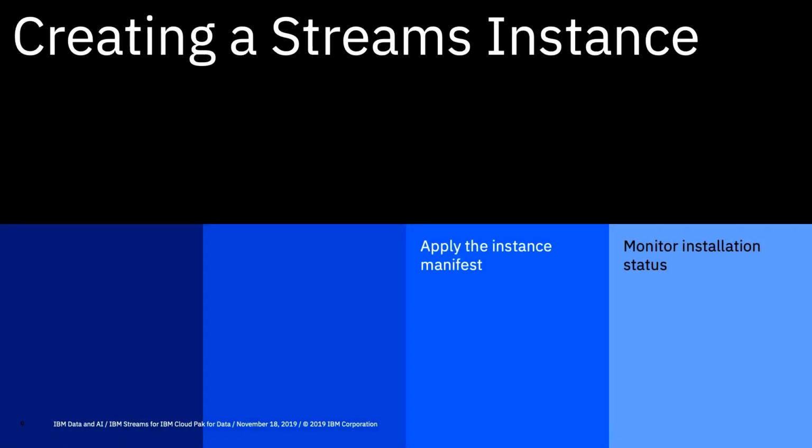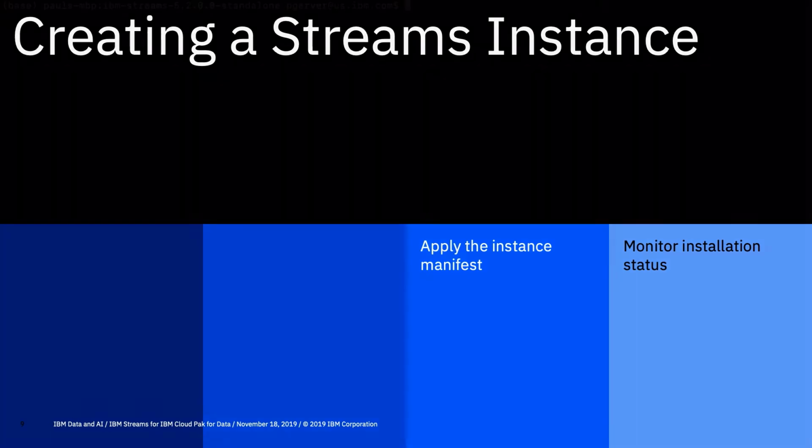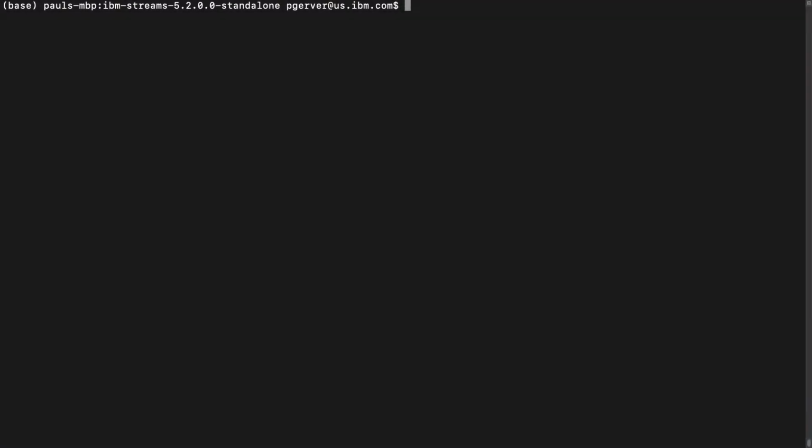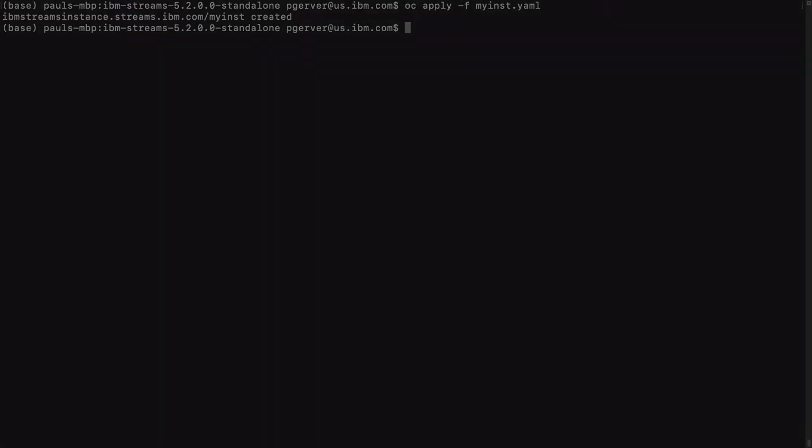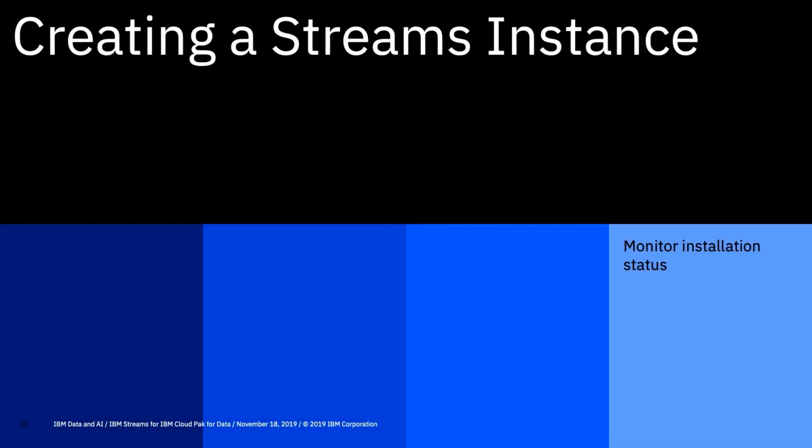The next step is to apply our instance manifest to create the instance object in the OpenShift or Kubernetes environment. All we need to do here is use the OpenShift or Kubernetes command line client to use the apply command with -f followed by the manifest file, myinst.yaml in this case. Once applied, an instance object is created in our environment. The last step is to monitor the instance installation status.